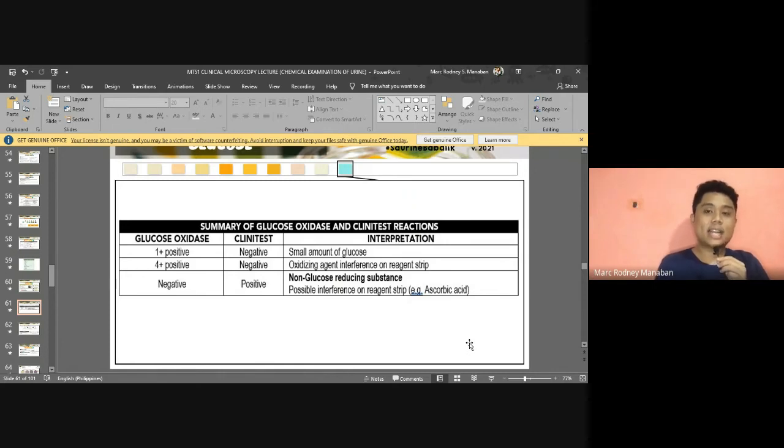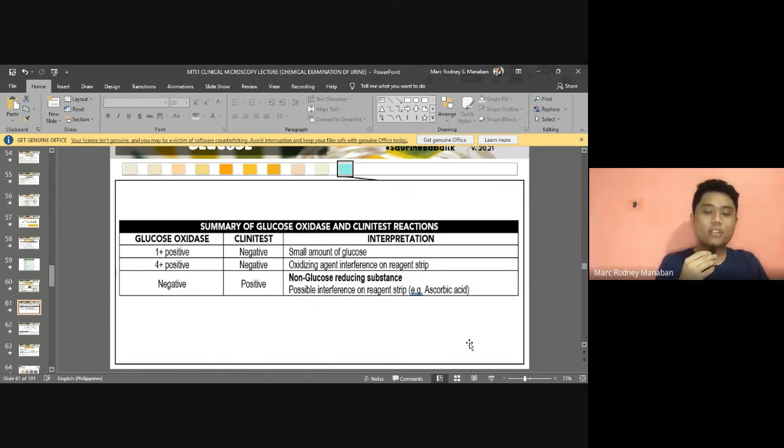But if negative in the clinical test but positive in glucose oxidase, it could mean the presence of an oxidizing agent. Remember that one of the false positive causes of the glucose oxidase reagent strip is an oxidizing agent. And for the clinical test, the false negative cause is an oxidizing agent. Now remember, if the glucose oxidase is negative but the clinical test is positive, then that will indicate the presence of other reducing substances that are not glucose.